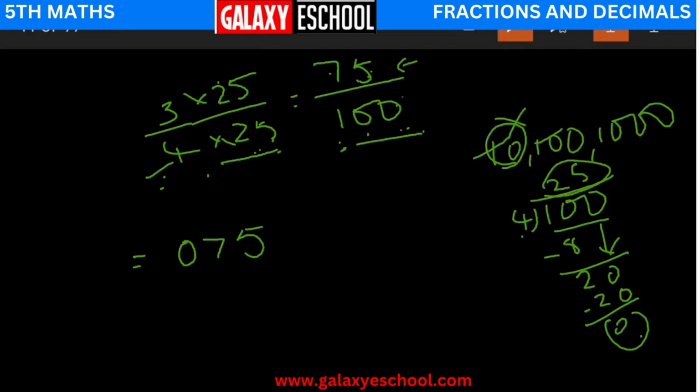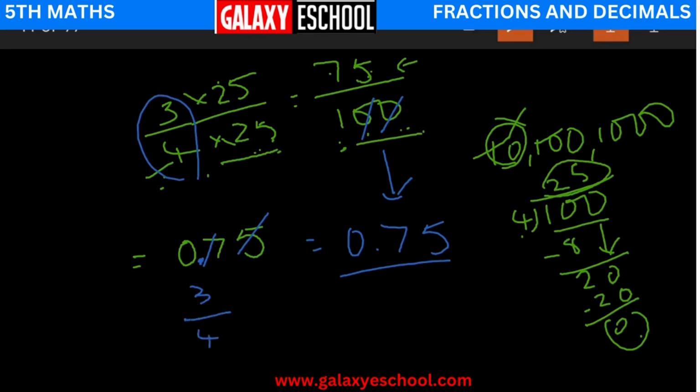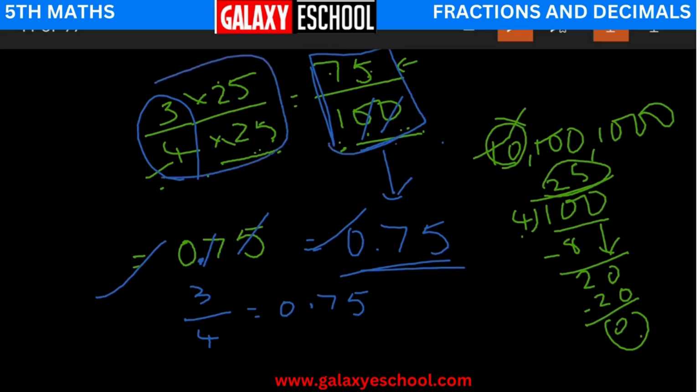Now 100 has 2 zeros, so after 2 digits from the right, we will place a decimal point. So 75 by 100 is nothing but 0.75. What was the original fraction, children? 3 by 4 is equal to what decimal did we get just now? We got 0.75. Understood? This step we already know, from 75 by 100 we know how to convert.